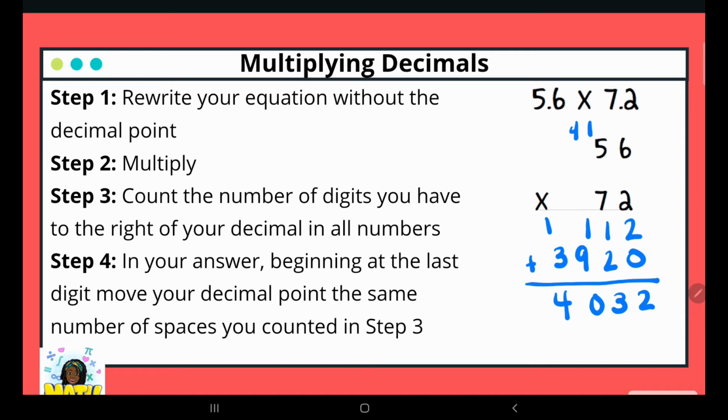Now we have to account for the decimal places. Here behind the decimal, I have one digit here and I have another digit here, so I have 2 digits. What that means is that in my answer, I need to move from the last digit 2 places. So here I go 1, 2. So my answer is 40.32. And this will always work for multiplication.